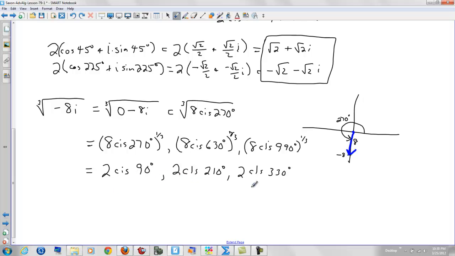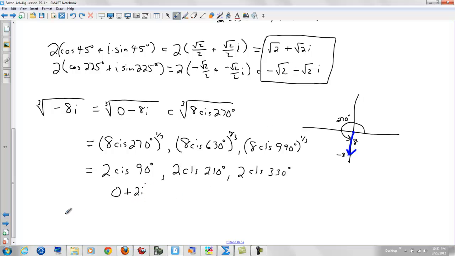And of course now we could write these in rectangular, since 90, 210, and 330 are special angles. We could expand and come up with exact answers like we did up here for the 2 square roots. Of course, 2 cis 90 should be a recognizable number pretty easily. 2 cis 90 is a magnitude 2 along the positive y-axis, so that would be 0 plus 2i, or simply 2i. The other two, 2 cis 210 and 2 cis 330, are going to look like these where they have both components in them.